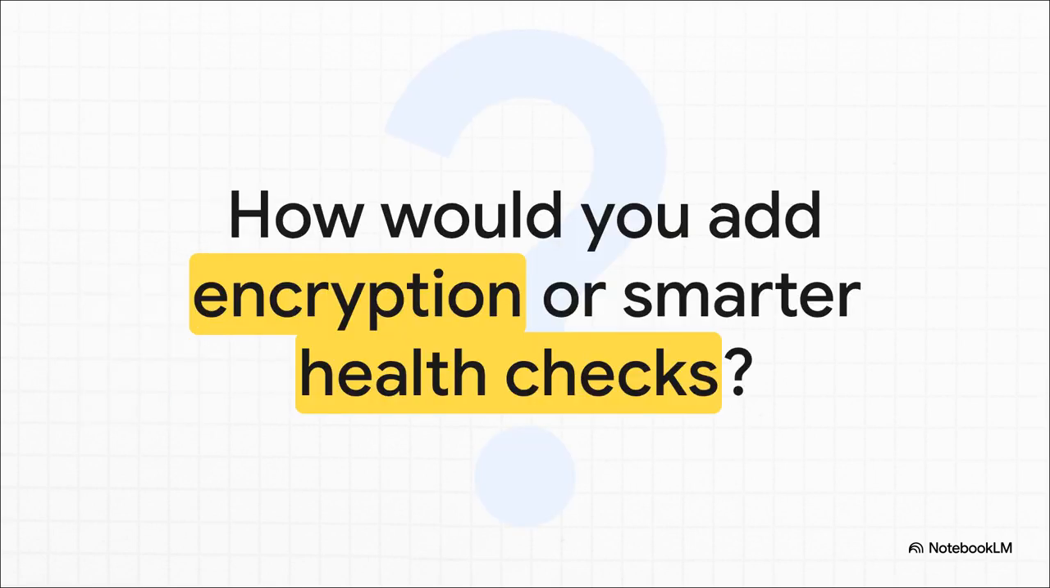So there you have it. We've successfully built a working, fault-tolerant web server system. But honestly, this is just the starting line. The next logical steps for a real production system would be to add HTTPS for encryption, or maybe configure even smarter, more advanced health checks. So I'll leave you with the final thought. Now that you have this solid foundation, what's the next cool feature you would build?